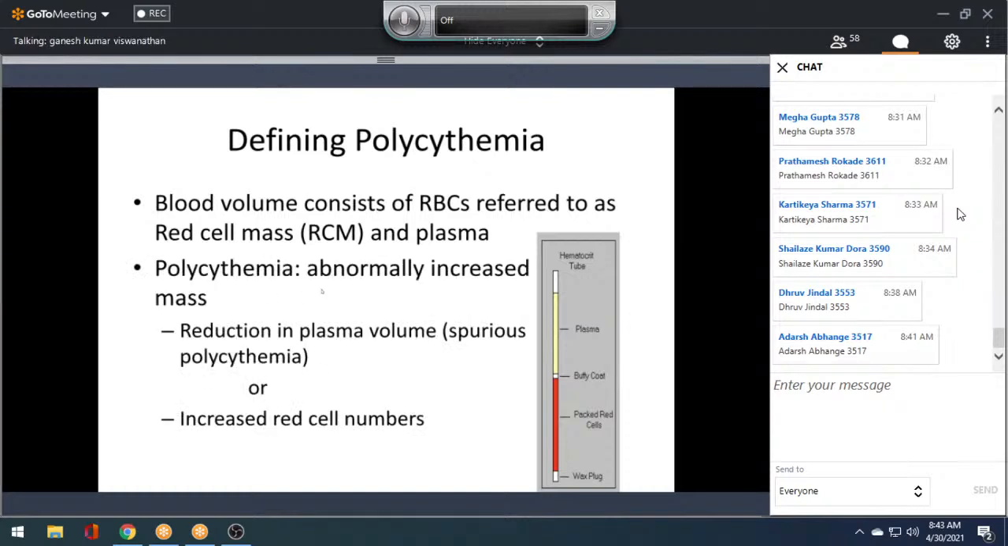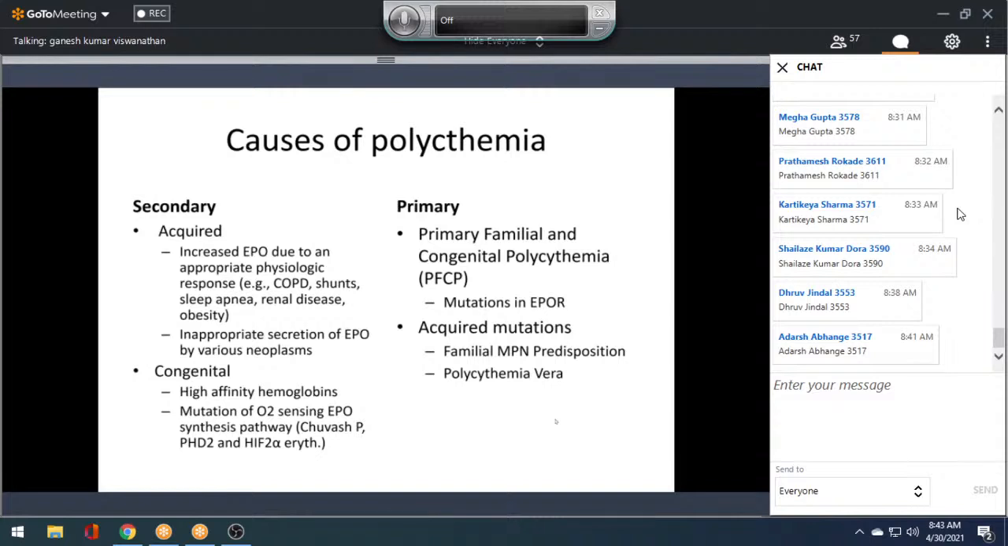So polycythemia, the word means an abnormally increased red cell mass. It can occur when there is reduced plasma volume or increased red cell number. It can be primary or secondary. Secondary is something happening outside the bone marrow. Primary is something which is primarily due to an affected bone marrow.